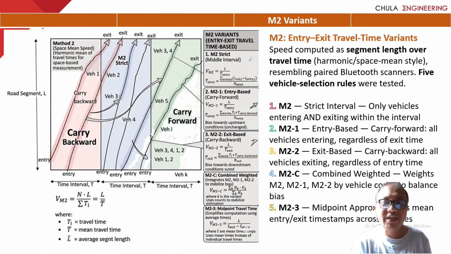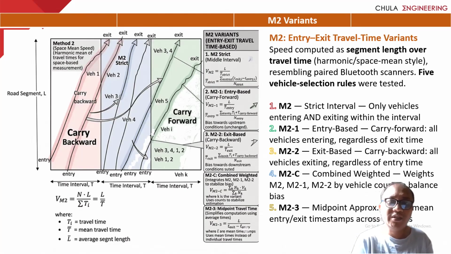So M21 is the entry based and is carryover, whereas M22 is the exit based, which is similar to the carry backward. In the M2C, we use the combined weighted average, where M2, the strict interval, entry based and exit based vehicle count selection methods are combined together by weight to balance the bias.